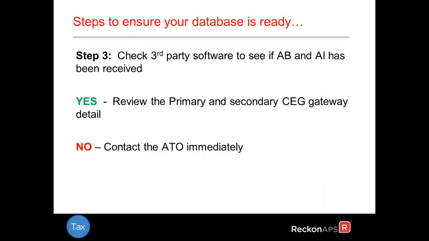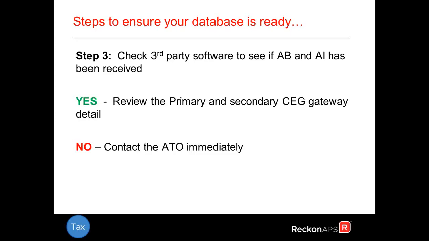Step 3 would be to check your third-party software to see if the AB and AI report has been received. So obviously if you've gone into standard reporting and you don't see a report date that you would expect to see, so for example if the December quarter report wasn't there, then I suppose the alarm bell starts to ring. What you need to be sure is whether the AB and AI report has been received by your third-party vendor software that you might use to lodge with the ATO. And that's important, okay? So if you have received the data, then that's fine, and it's ended up in the appropriate software application, perfect.